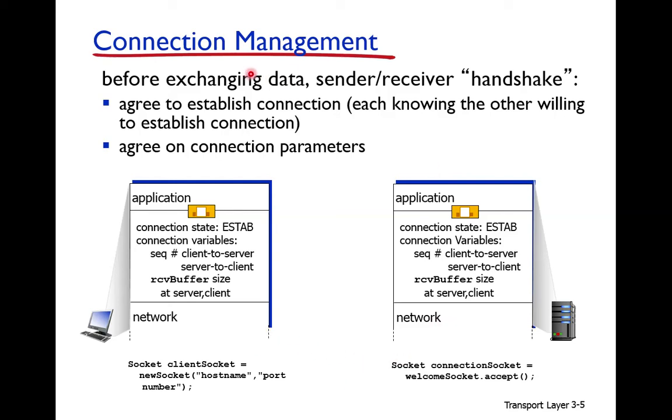So connection management, what is it? Before exchanging data, sender and receiver handshake to establish a connection. Connection established means that both sender and receiver agree to establish a connection, that is, both are willing to accept data from each other. And second, during the connection process, both sender and receiver agree on connection parameters. Connection parameters can be like the initial sequence number from client to server and the initial sequence number from server to client. Similarly, the receive buffer size at both server and client.